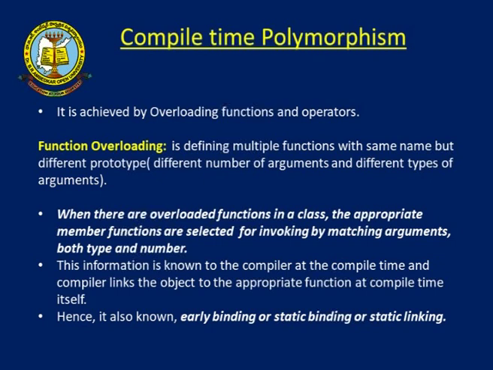This compile time polymorphism is also called early binding, static binding, or static linking. It is called early binding because before running the program, at compile time itself, the compiler knows to which function the object should be linked and which function should be invoked by matching the type and number of arguments. So it pre-decides which function should be executed and linked. That is why it is called early binding. It is also called static binding or static linking.